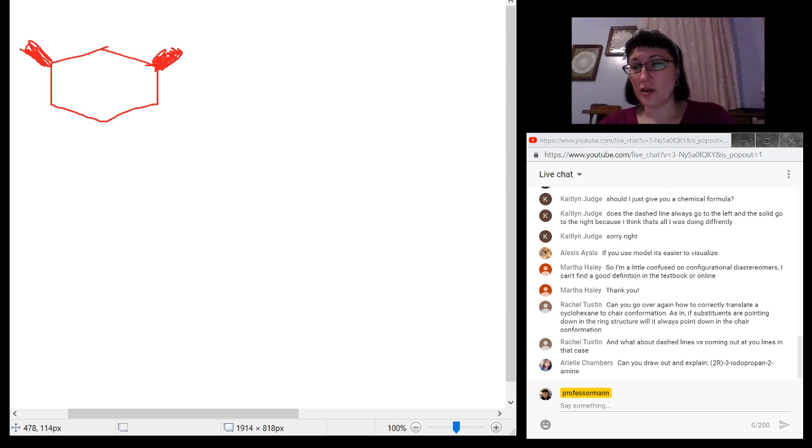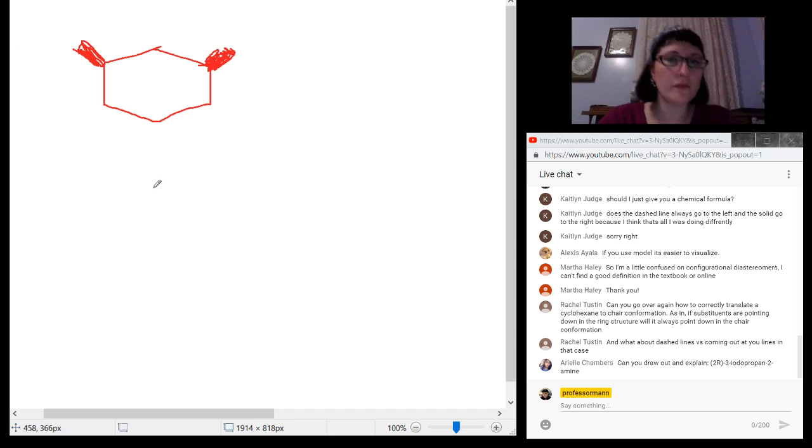Oh, Ariel, I see your question. If you're curious as to why that's 3 iodo instead of 1 iodo, it's because I messed up the numbering. It should be 1 iodo. So, okay. Let's do that one as an iodine, and this one here as a fluorine, to make them easy to draw out.